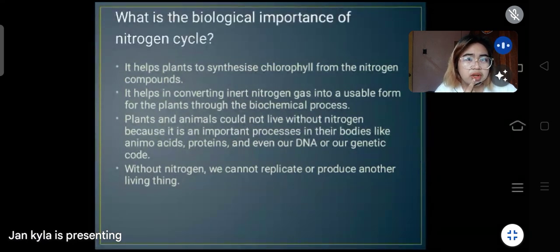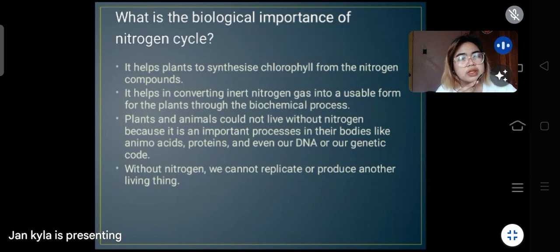What is the biological importance of the nitrogen cycle? The nitrogen cycle helps plants to synthesize chlorophyll from nitrogen compounds. It helps in converting inert nitrogen gas into a usable form for the plants through biochemical processes. Plants and animals could not live without nitrogen because it is important in processes in their body like amino acids, proteins, and even our DNA and our genetic code. Without nitrogen, we cannot replicate or produce another living thing.